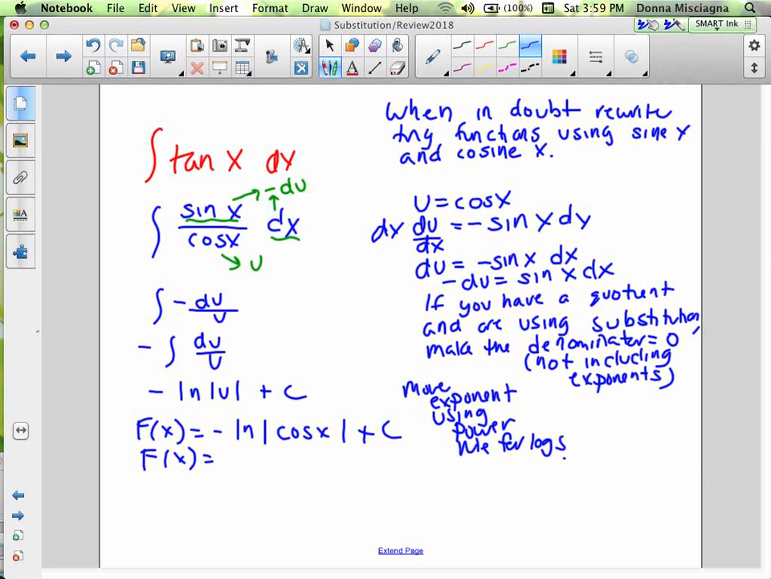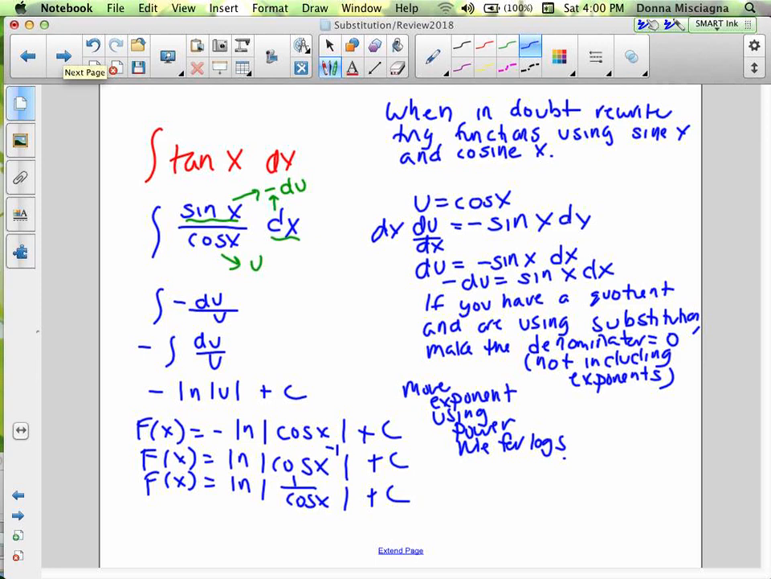So then this becomes natural log of cosine x. We'll keep that in absolute value bars, right, because it has to be positive, to the negative 1 power plus c. All right, well, that's now f of x equals natural log of 1 over cosine x plus c. Right, because if you have something raised to a negative power, it makes it the reciprocal.